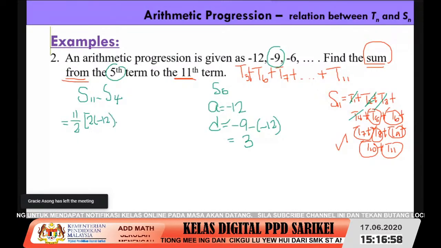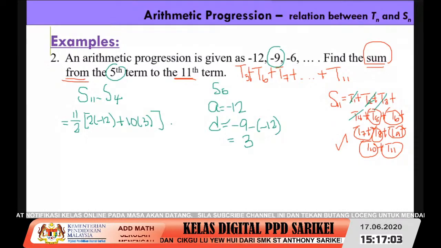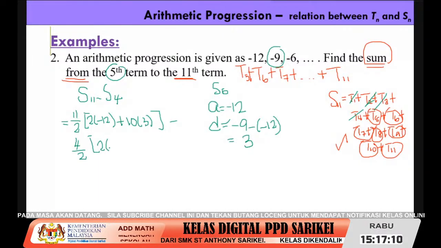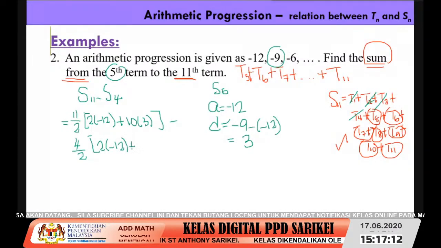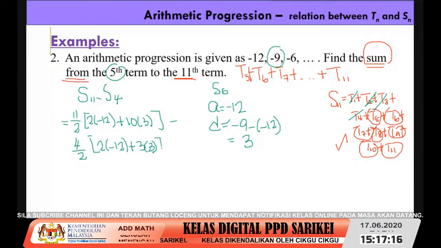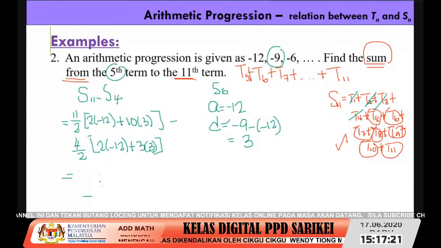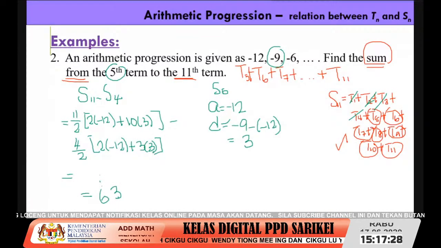So we just substitute 11 over 2, 2a plus 10d, okay, minus the first 4 terms. So it's 4 over 2, 2 times negative 12 plus 3 times 3. So you count, and finally the answer is 63.